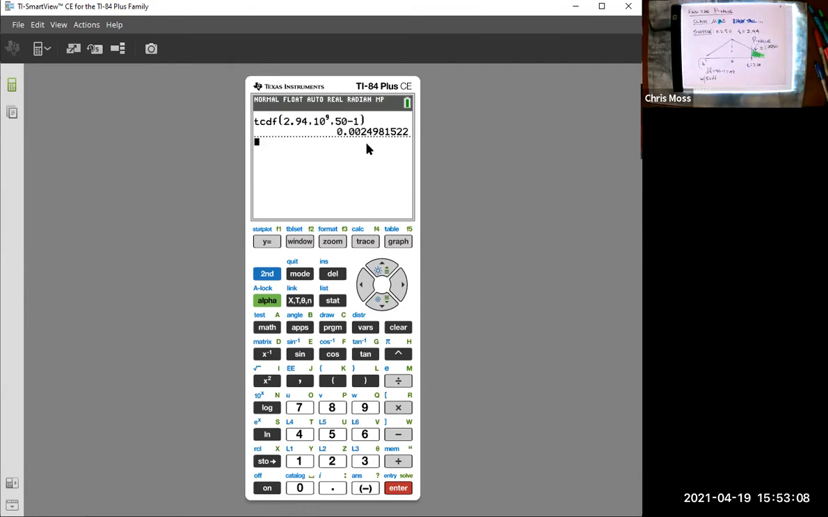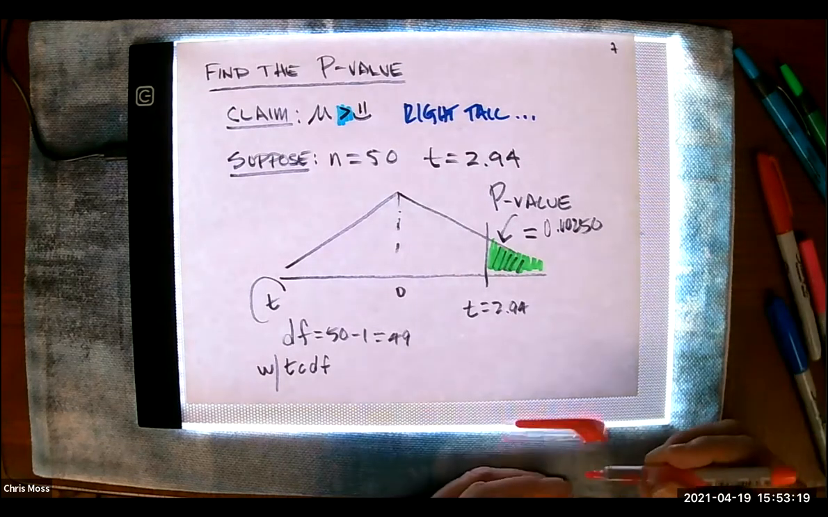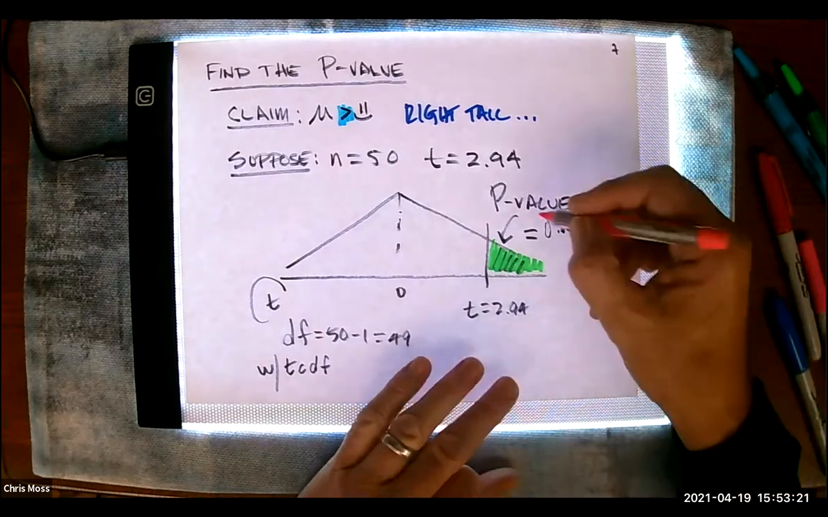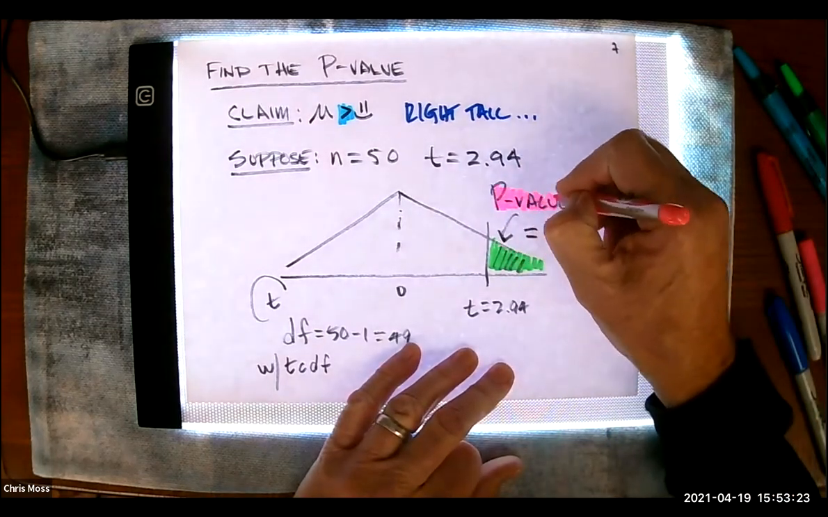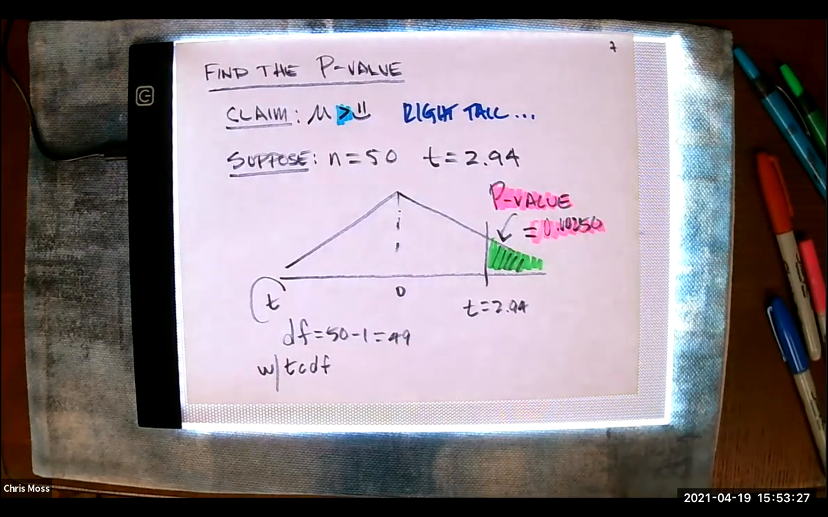Let me go ahead and stop my share and note that that area there, 0.00250, is the p-value right there. So my p-value in this particular problem is 0.00250. And there we go.